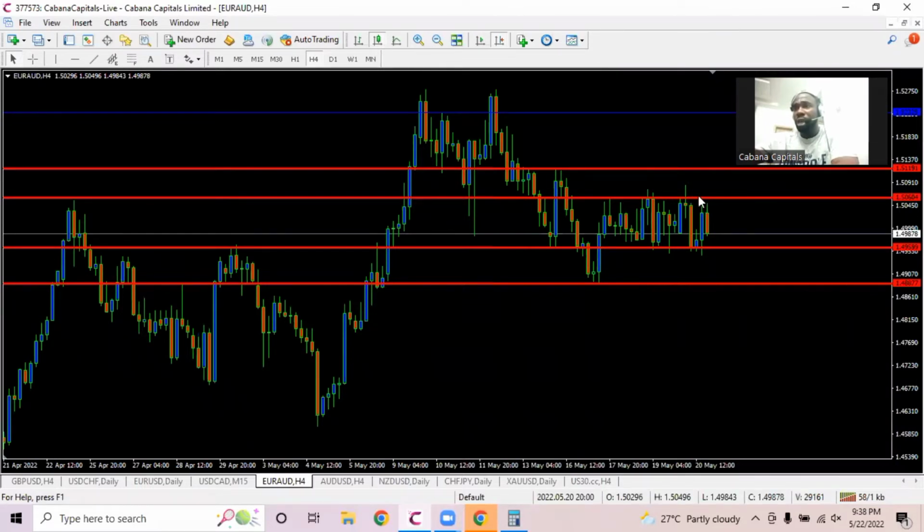So if a candlestick closes above this resistance, you buy. If a candle closes below the support, you sell. So this could be your first entry to sell, your first entry to buy, second entry to buy, second entry to sell.